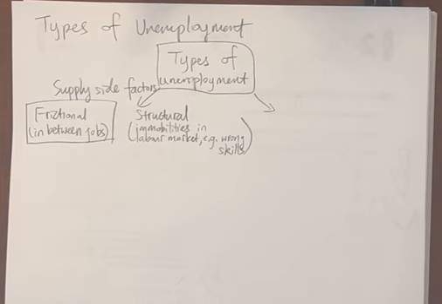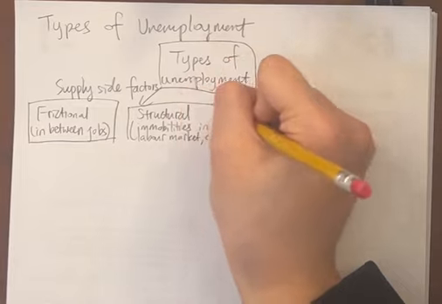Another example would be that new technology has been invented, so the old labor force is being replaced by newly designed robots. So that's also a type of structural unemployment.